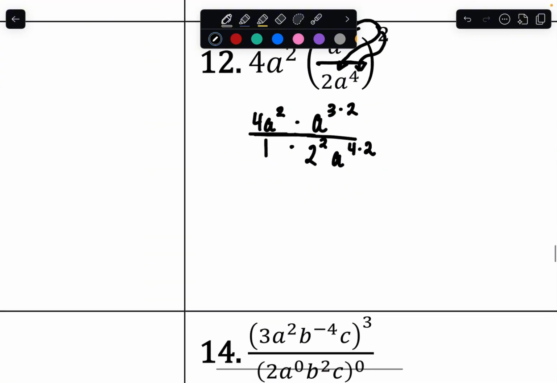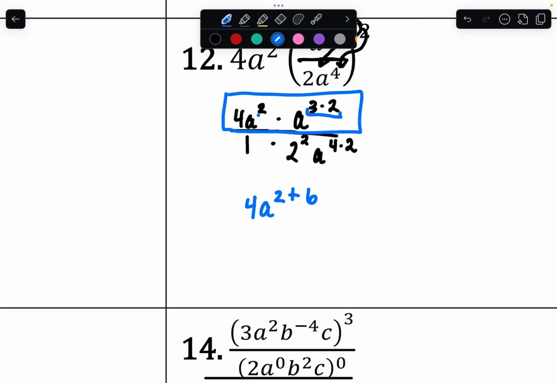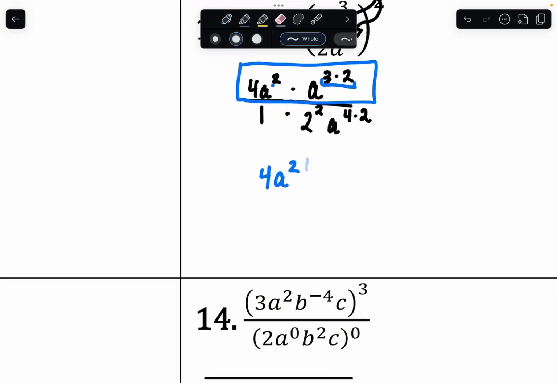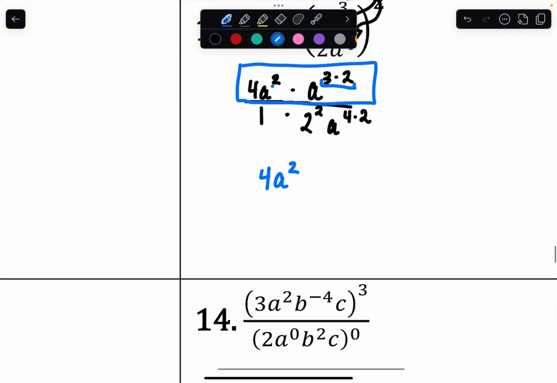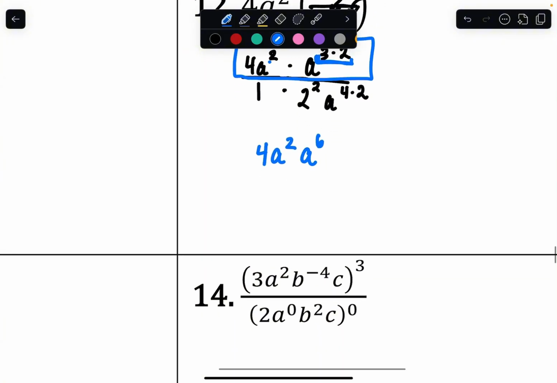So we can treat this as one big fraction. Okay, and so simplifying the top first, I would have a 4 out front, and then I have an a squared, and then here I have a 6. So I'm going to have 2 plus 6 on top. I'm actually going to take this in 2 steps for the sake of your notes. And so I'm going to go ahead and just rewrite that second a as a to the 6, multiplying the 3 and 2. Okay, and then on bottom, 1 times anything is just itself, so we don't have to rewrite the 1.